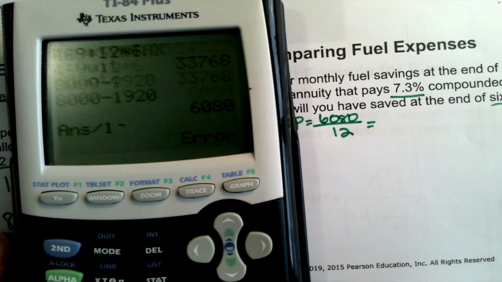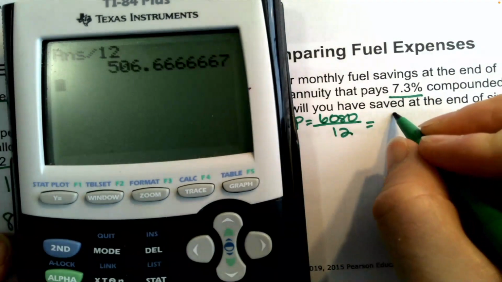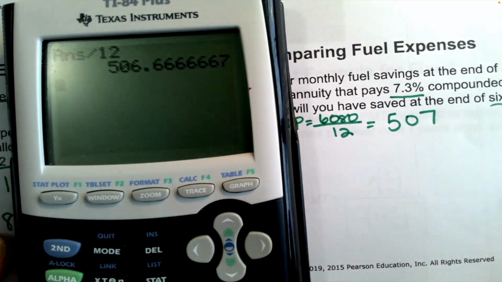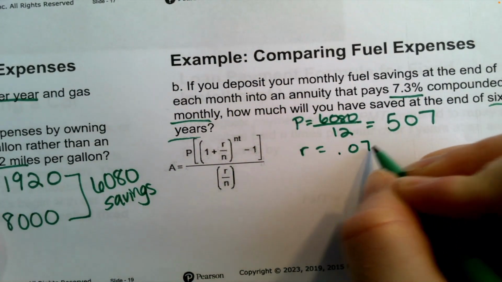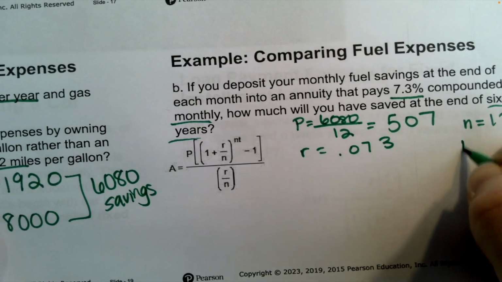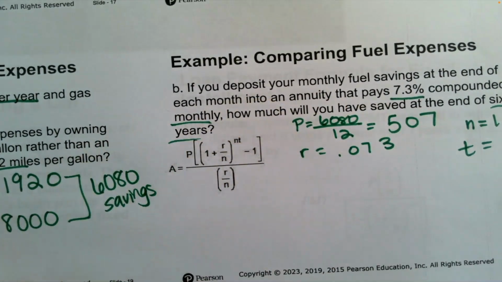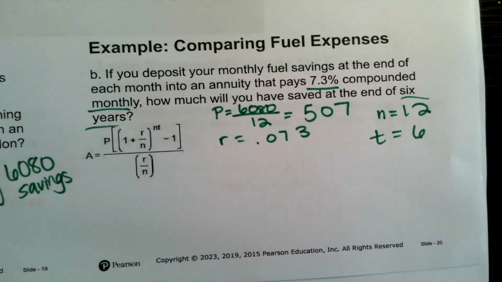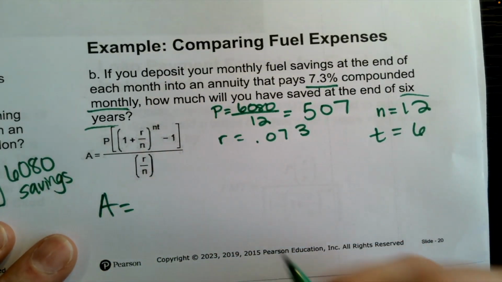Oh, made a mistake. 12. There we go. So $507, we'll round that. So we can put $507 into an annuity at a rate of 0.073. N is 12 because it's per month for T times 6 years. So you're going to plug all this into the formula, find out how much you could save, well, earn, really.